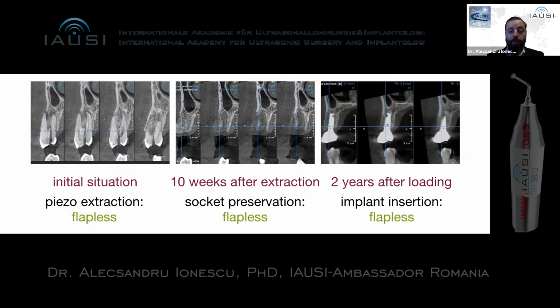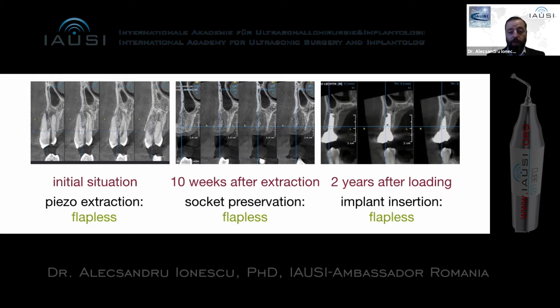You are going to see pictures in the next cases. Or when we have all the surrounding walls, we can use the PRGF, the blood clot, and the fibrin membrane. For this case, we used the PRGF and we were able to re-enter after 10 weeks.